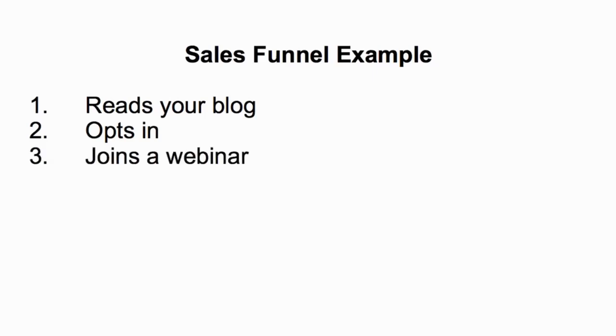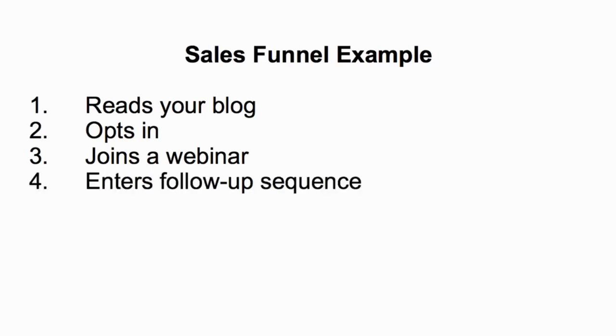Once they're on your email database, perhaps you can invite them to join a webinar, a free webinar, to educate them about a certain topic. And what you can do is have the subscriber enter a follow-up sequence, a sequence of messages that goes out on a pre-scheduled time frame. For instance, you could have a message going out as soon as they opt in to your newsletter. On day 2, they receive another message. Day 3, another one, and so on.